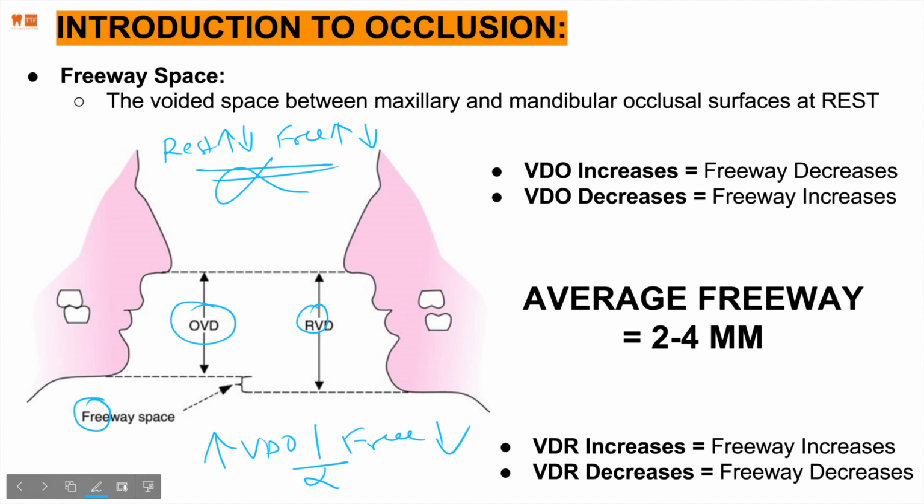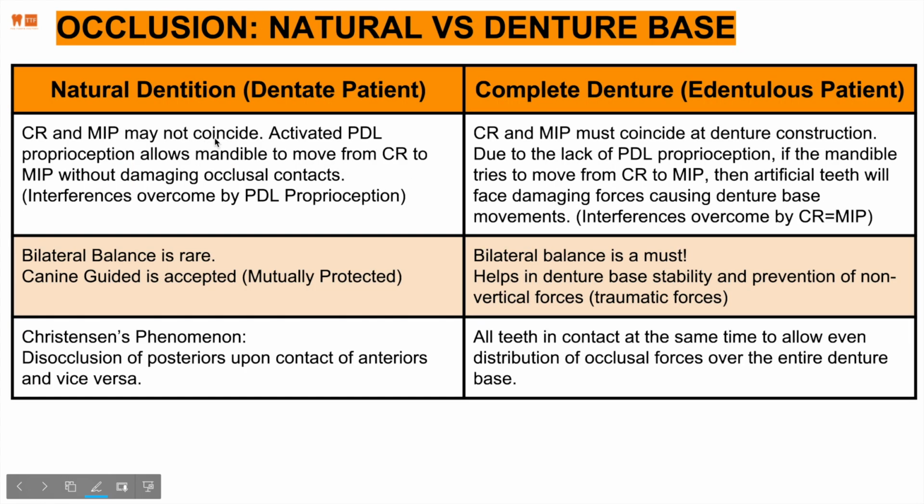Awesome. Let's move on. We're moving on to the difference between natural teeth and denture teeth in dentition concepts, of course. Okay, very, very important slides, guys, so let's pay attention here. In natural teeth, the centric relation and maximum intercuspation may not coincide. There could be a 2 millimeter defect amongst the two numbers.